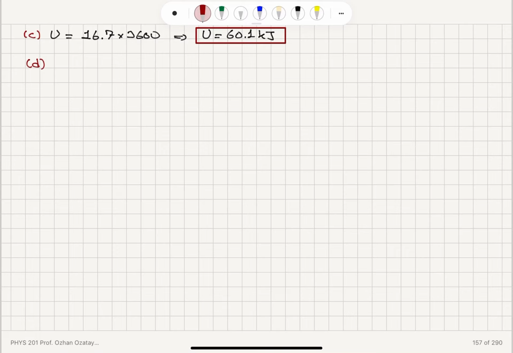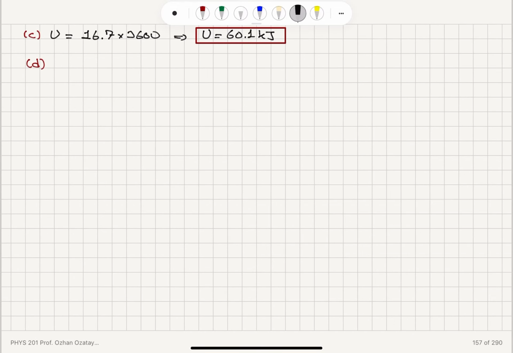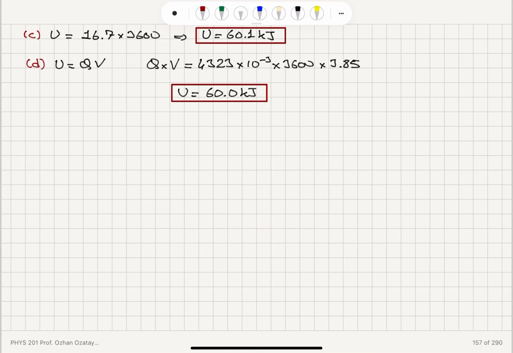In part D, we're asked to calculate this energy by multiplying the charge rating with the potential rating. So let's do that. U is equal to QV. Q times V is 4,323, 10 to minus 3, 3,600. That's the charge in coulombs multiplied by the voltage rating, 3.85. This gives us an energy rating of 60.0 kilojoules, which is equivalent, because we have the uncertainty in the last digit, to the energy capacity that is given in part A.